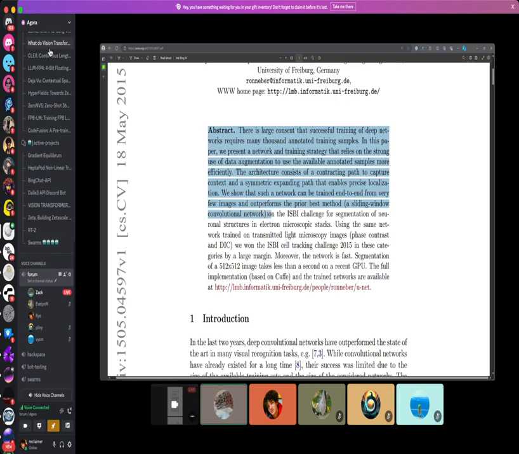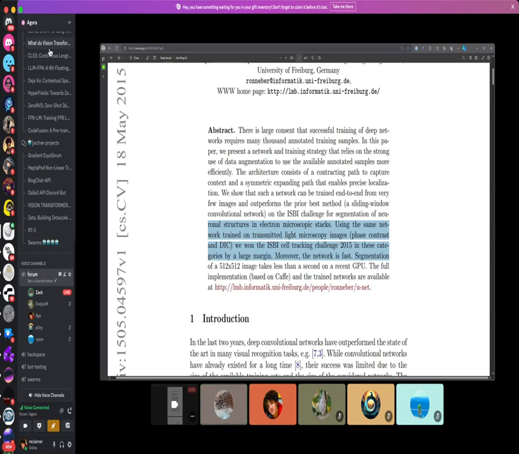It outperforms on the ISBI challenge for segmentation of neural structures in electron microscopic stacks, and uses the same network trained on transmitted light microscopy images, phase contrast, and DIC. And we won the ISBI cell tracking challenge in 2015 in these categories by a large margin. Moreover, this network is fast.